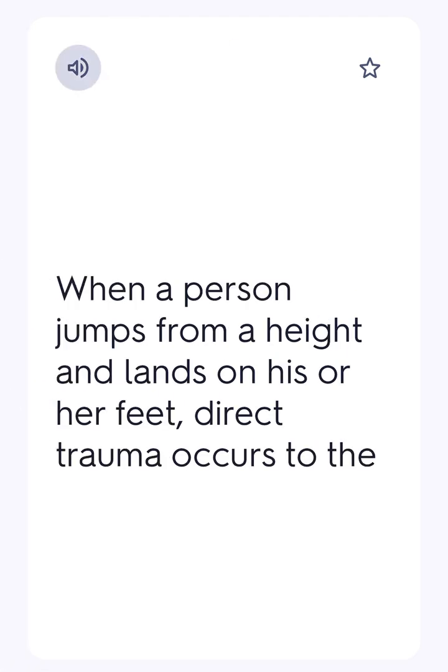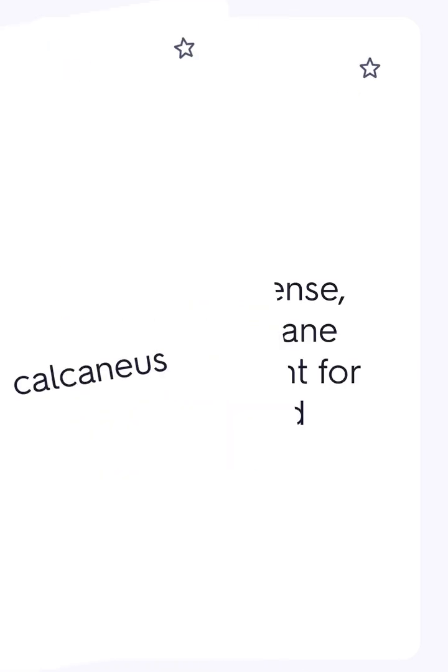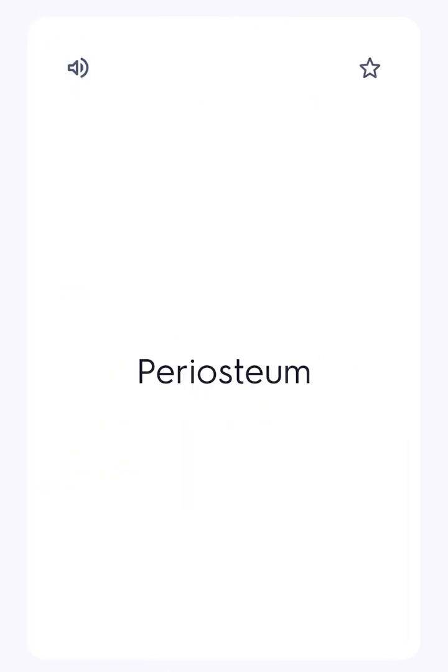When a person jumps from a height and lands on his or her feet, direct trauma occurs to the calcaneus. Blank is a dense, fibrous membrane that is important for bone repair and maintenance. Periosteum.